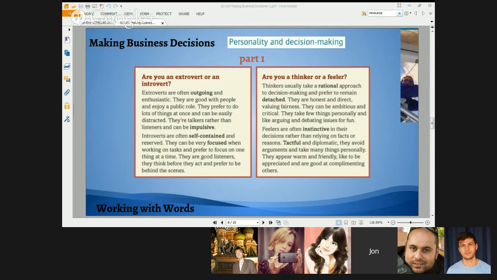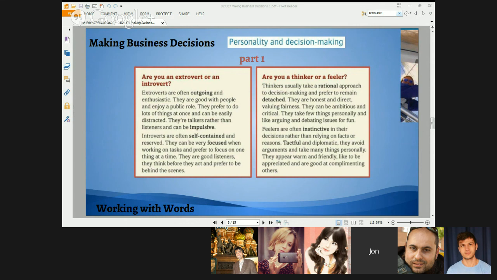Keep going, Andre. Feelers are often instinctive in their decisions, rather than relying on facts or reasons. Tactful and diplomatic, they avoid arguments and take many things personally. Personally, yeah. That's it. They appear warm and friendly, like to be appreciated, and are good at complimenting others. Okay, very good.